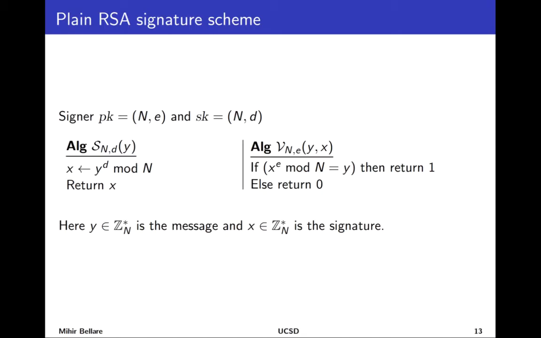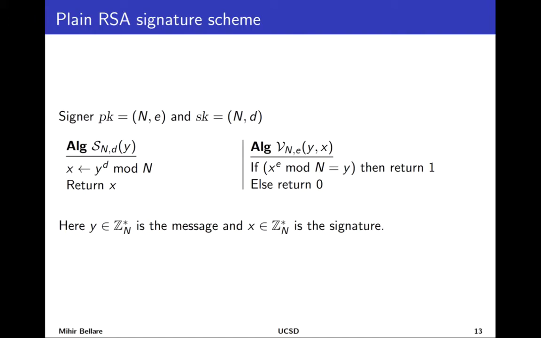RSA is, as we indicated, very naturally amenable to signing. And here's how you would do it. Remember, the signer has a secret key, which is a decryption exponent d, and the public key is the modulus n and an encryption exponent e. When I want to sign a message y, I think of the message as a point in Zn star, and I regard it from the point of view of RSA encryption as a ciphertext. And then I decrypt it. Having the secret key, I can raise it to the dth power, which is RSA decryption, to get x, and I return x as the signature.